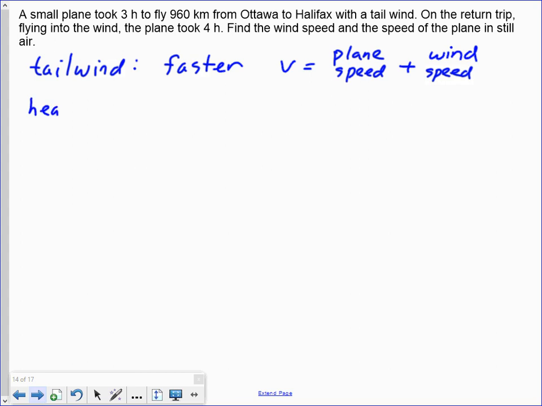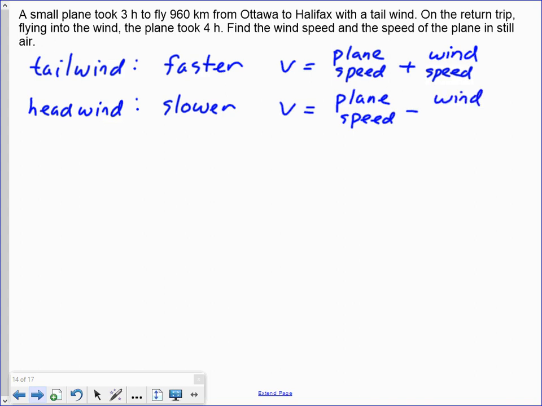The other way around, we have a headwind. Okay? And a headwind is when the wind is pushing against the nose of the plane, or it's going in the opposite direction of the plane. So it's slowing down the plane because it's working against the direction that the plane is trying to go. So in a case like that, our velocity is going to be the speed of our plane minus the speed of the wind. Our plane is slowed down by however fast the wind is going. Those two things are going to be crucial to solving this question here.